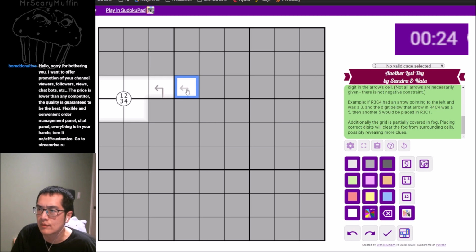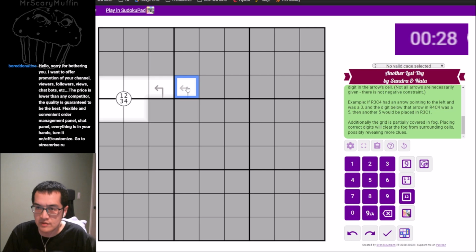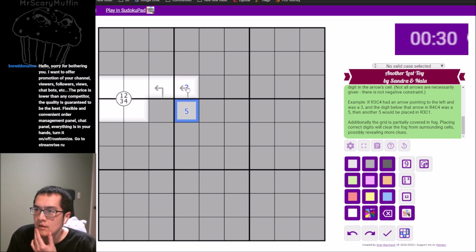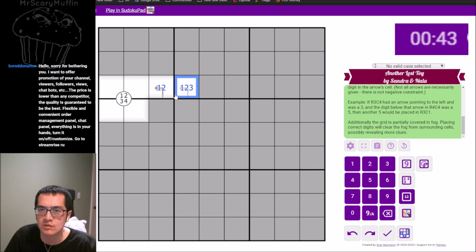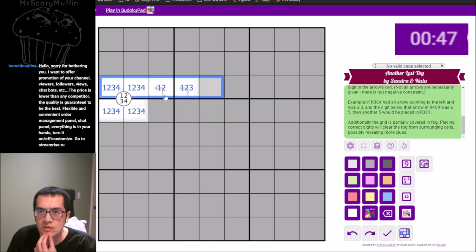Oh, so if this was a 3, and this was a 5, so let's just mark this. If this was a 3 and this was a 5, then the 5 would be placed 1, 2, 3 right here. So not including the square where it originates from, which means this one can only be a 1 or 2. This one can be a 1, 2, or 3. So that's nice and easy. 1, 2, and 3. This is a 1, 2, 3, 4, which means we already have a 1, 2, 3, 4 along here.